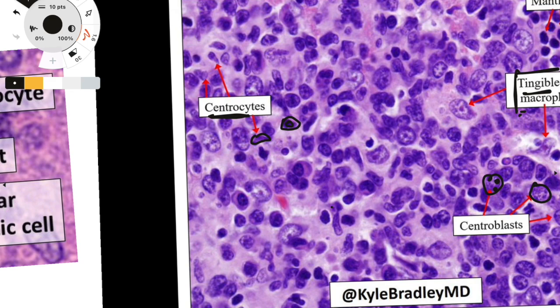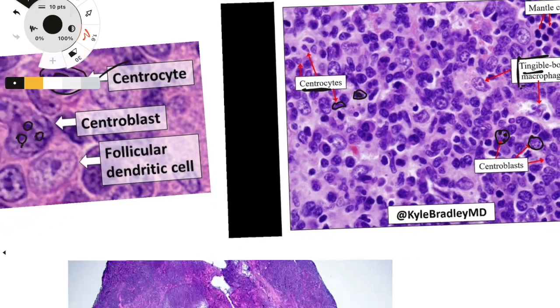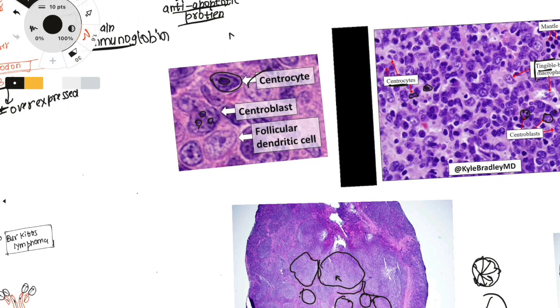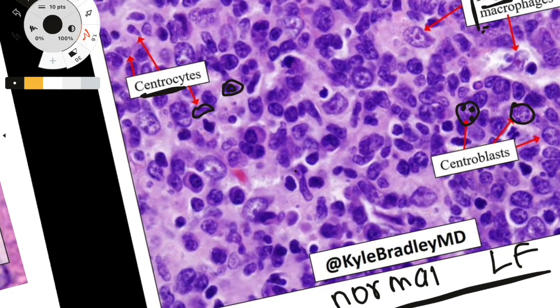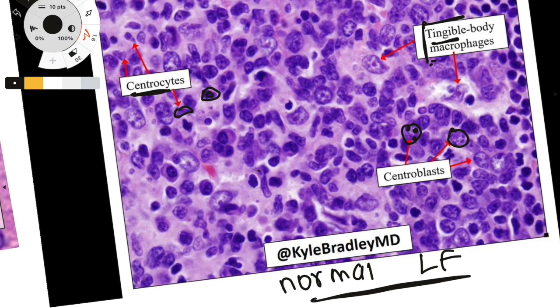So this is the centrocyte. Now, if you look, you will see a difference between these two images. This is a normal lymphoid follicle, and here you can see centroblasts, centrocytes, and a lot of tingible body macrophages. Now, what are these tingible body macrophages?